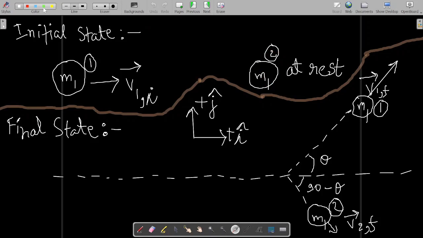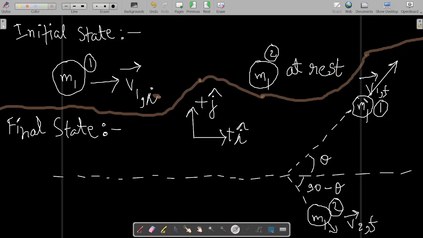So what is the initial situation which we have with us? The object 1 with mass m1 is moving to the right, that is along the i cap direction, and its velocity is v1,i. Where the subscript i stands for initial, and 1 means object number 1.